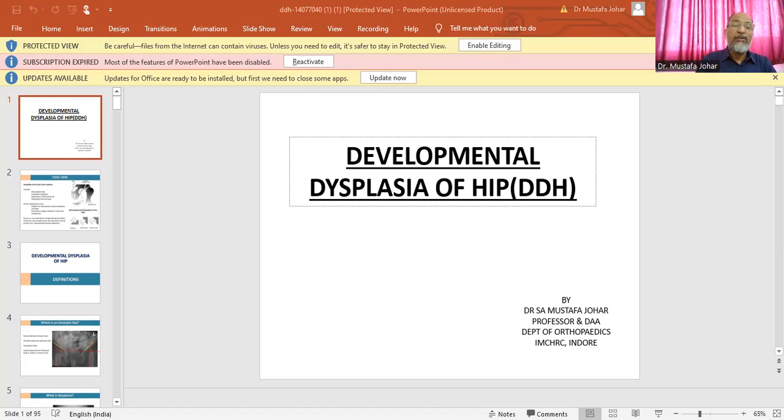And then you have got Klisic sign, that is bilateral DDH. So Ortolani's and Barlow's maneuvers are the mainstay of the clinical diagnosis in the first month of life. Even in the best hands, the physical examination can fail to detect the DDH, and after 3 months of age, the Ortolani and the Barlow's test become negative due to progressive soft tissue contracture.